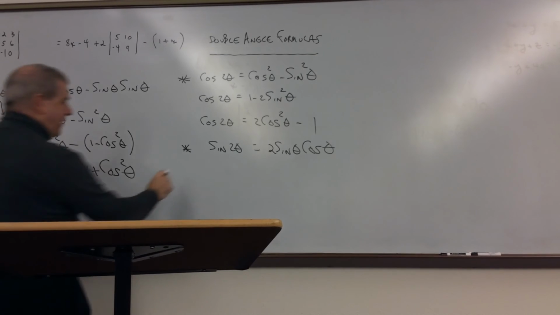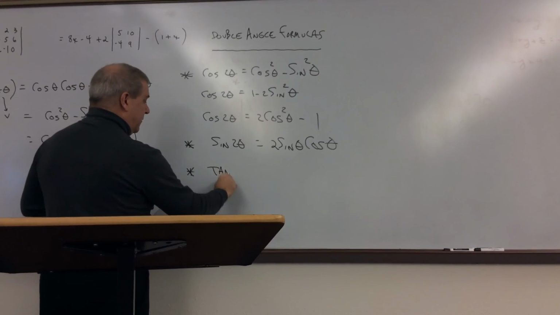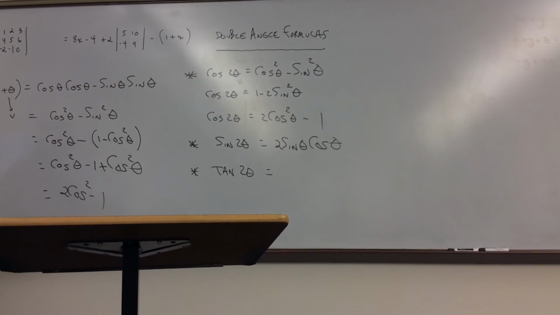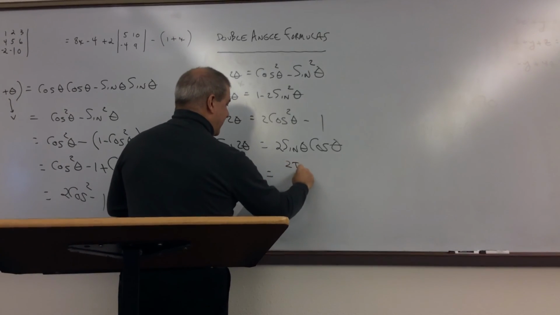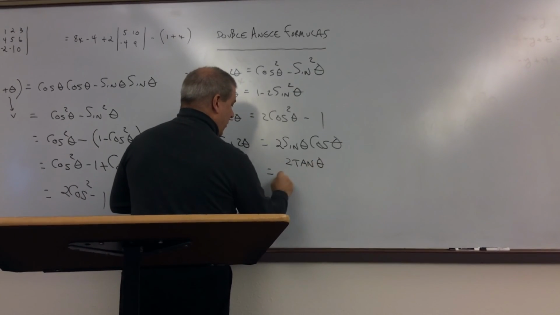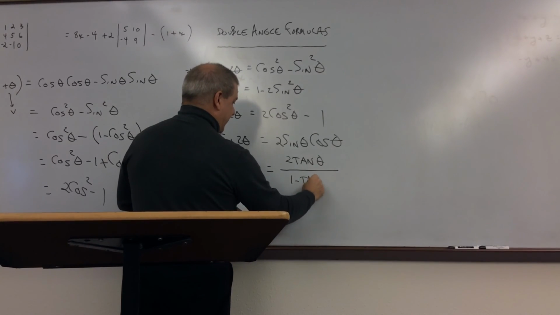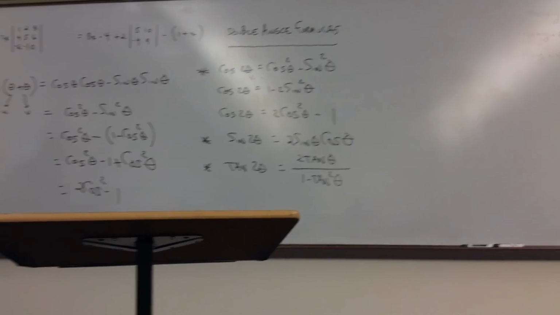And lastly, I'm just going to give you this one too. Here's the double angle formula for the tan of a double angle: 2 tan of theta over 1 minus tan squared of theta. Okay, now there are the formulas.